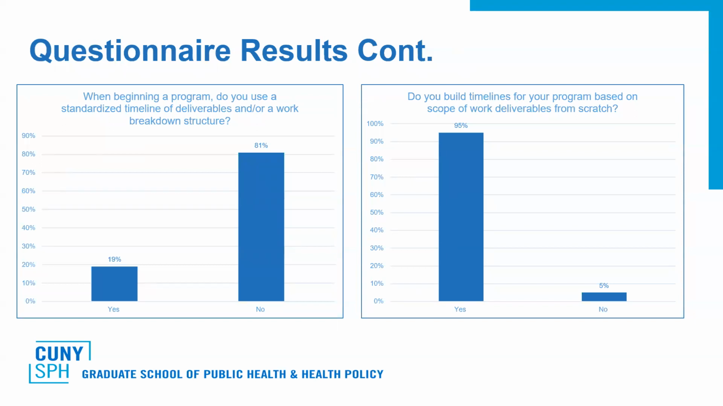Do you build timelines for your programs based on scope of work deliverables from scratch? 95% said yes. This is in juxtaposition to the previous question about a work breakdown structure. If a timeline exists, it is relatively simple to put that timeline into a work breakdown structure. Part of our piece of the problem is that folks just do not have either the template or the examples to be able to build their own work breakdown structure for their project.